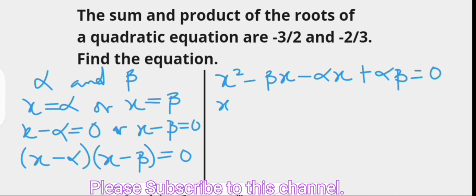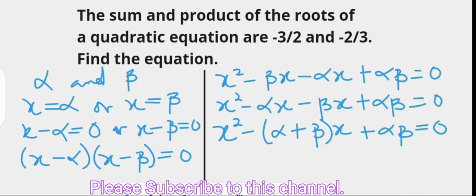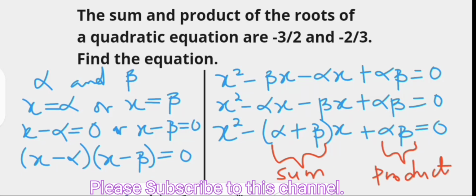Rearranging by putting alpha first, it is x squared minus alpha x minus beta x plus alpha beta equals 0. And combining the terms having x by factoring the negative sign and the x, we have x squared minus (alpha plus beta) times x, being factored out, plus alpha beta equals 0. This is the form of the quadratic equation where alpha plus beta gives the sum of the roots and alpha beta is the product of the roots of the equation.